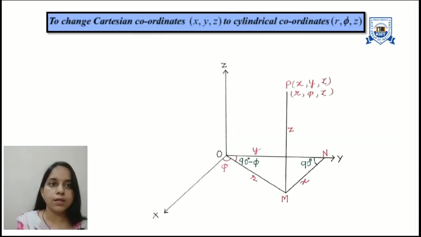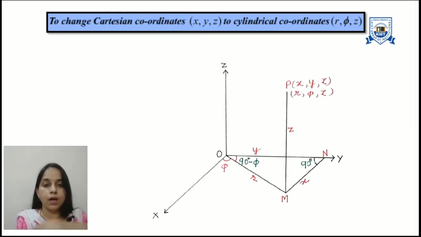Now we come to the cylindrical coordinates. Here we want to change Cartesian coordinates x, y, z to cylindrical coordinates. How is a cylinder formed? Just imagine how a cylinder is formed. A cylinder is nothing but many circles of the same radius put along the z-axis, one by one. So there is only one angle, and that is phi.